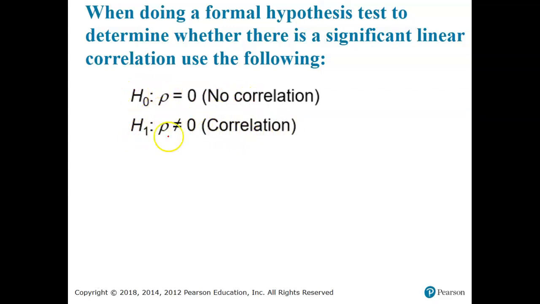And these are the only 2 null and alternative hypotheses that you're going to use in this section. You're not going to be adapting these at all. It's going to stay the same. The null is no correlation. The alternative is that there is a linear correlation.